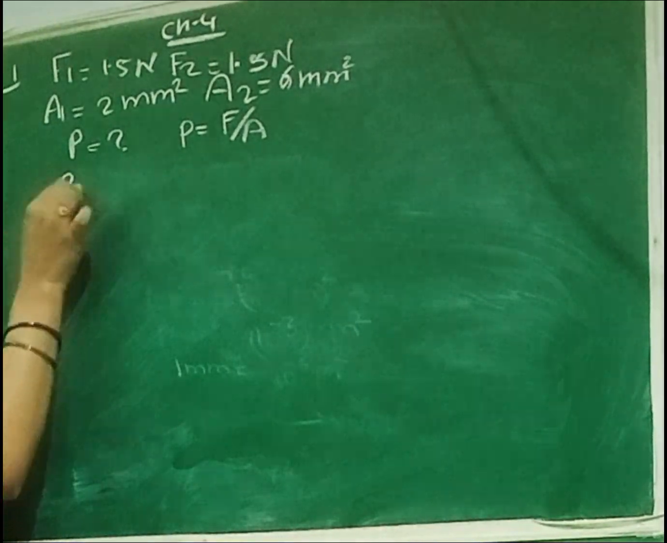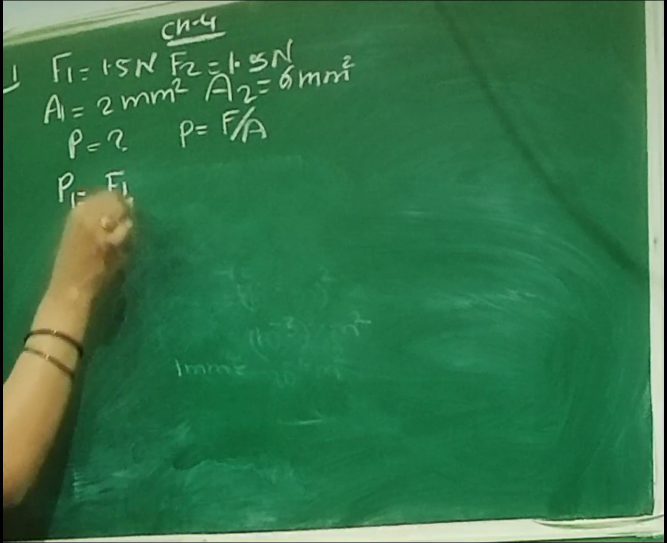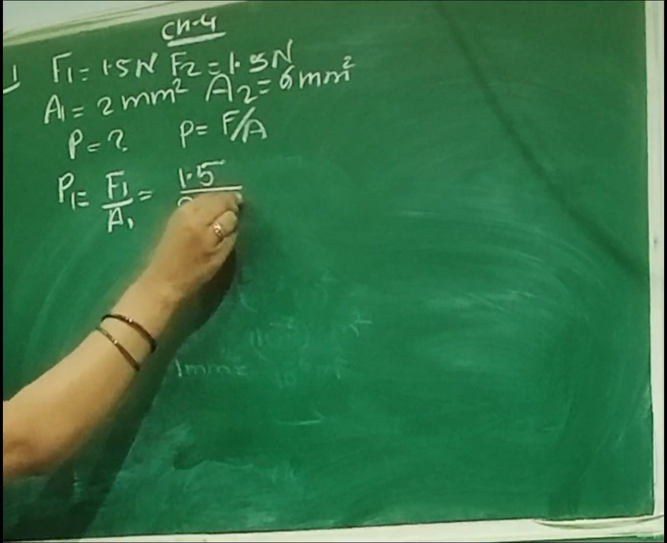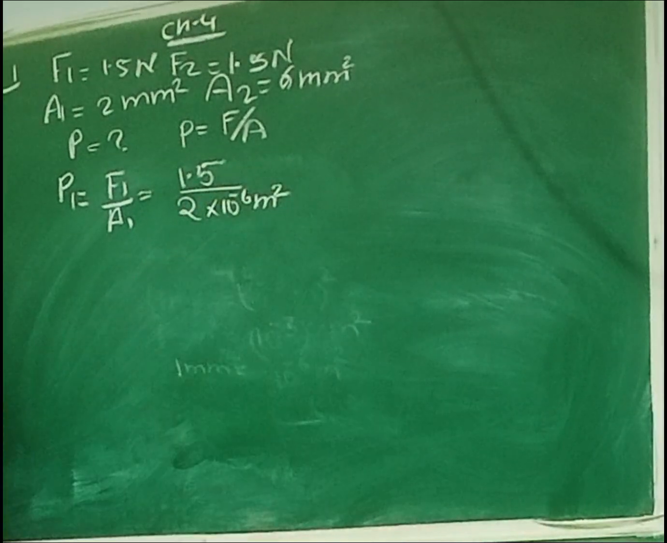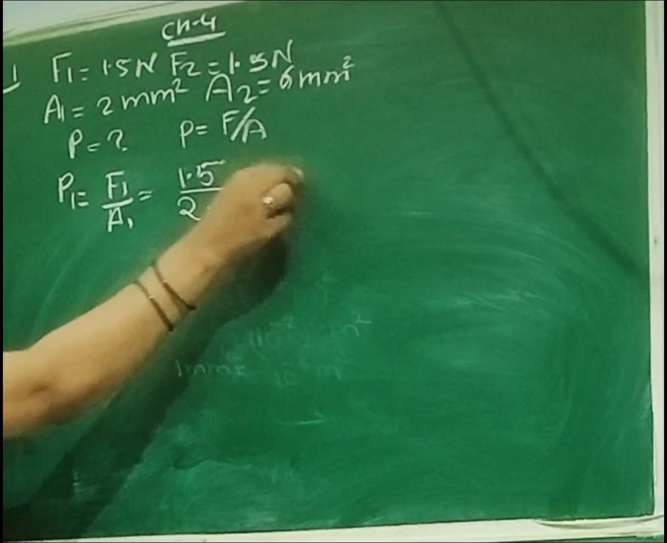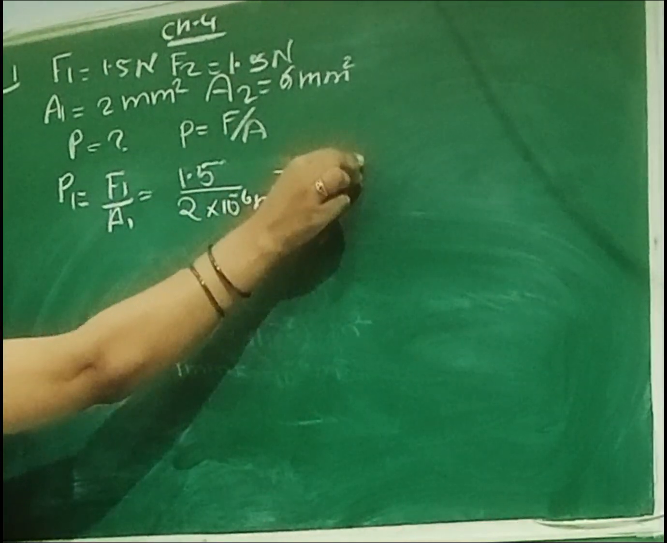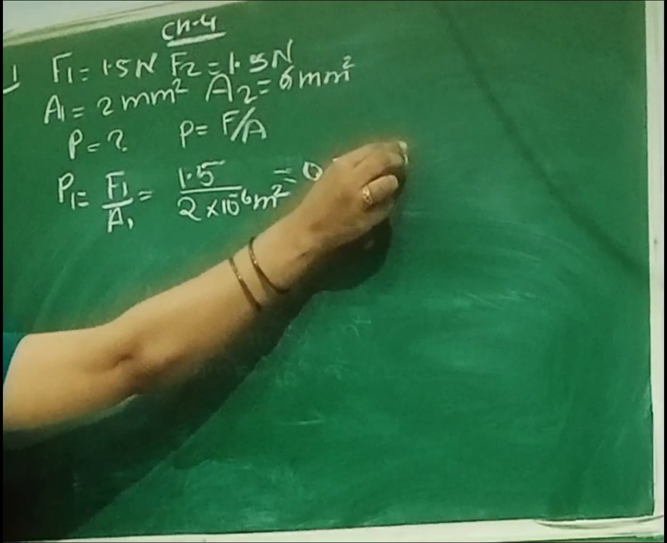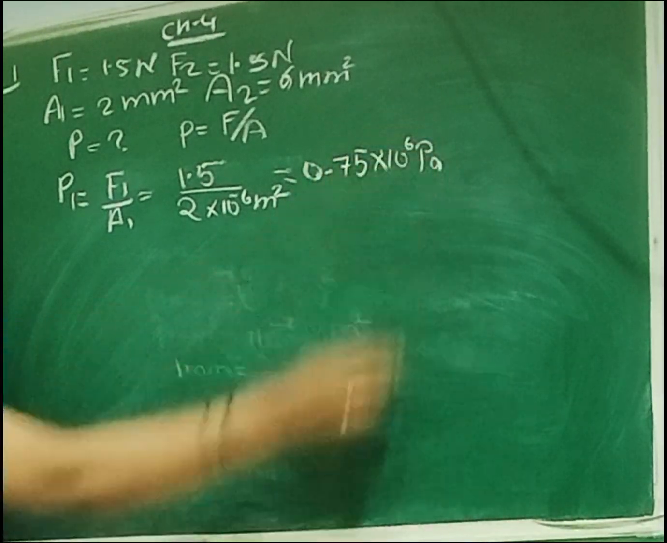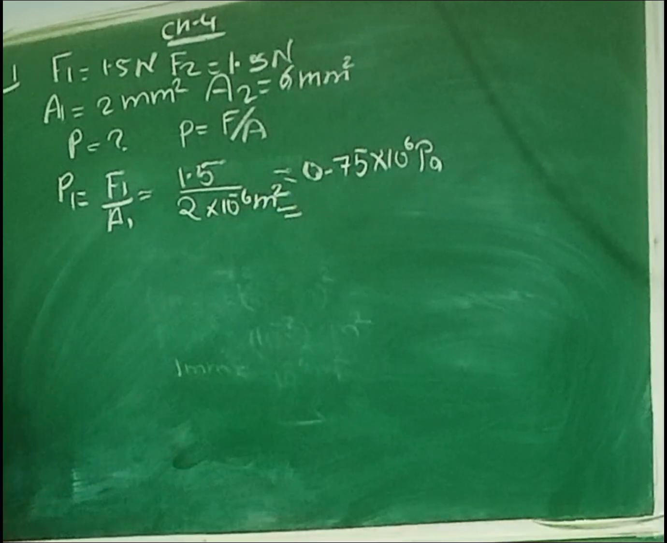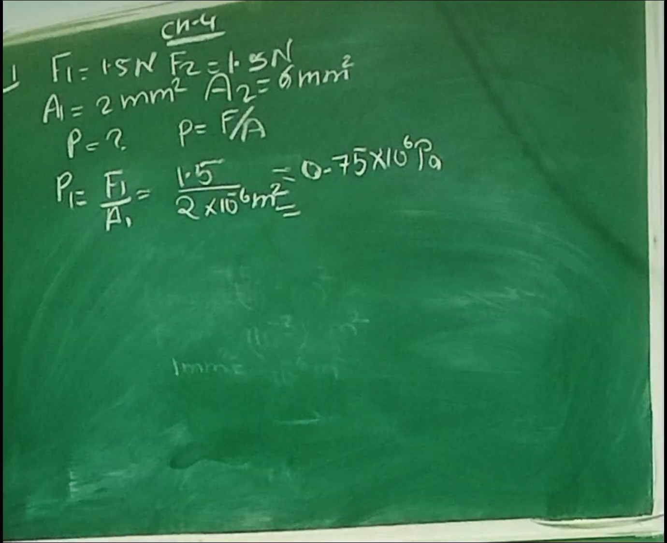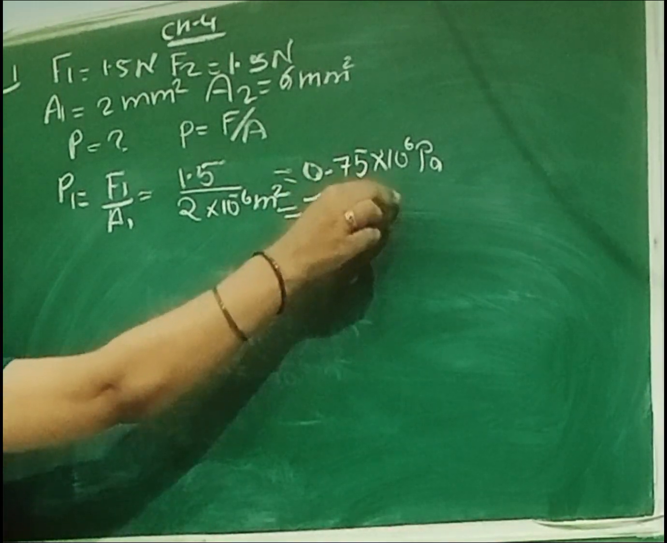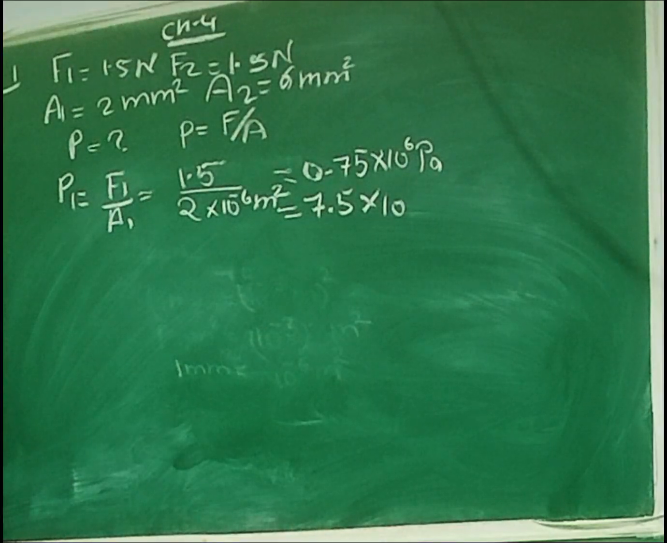So first pressure P1 is equal to F1 upon A1. F1 is 1.5 and A1 is 2 into 10 to the power minus 6 meter square. ठीक है. Now you will solve this. तो 2 zeros are 0, 2 7s are 14, 2 5s are 10, 0.75 और ये जब ऊपर जाएगा तो प्लस हो जाएगा, 0.75 into 10 to the power 6 पास्कल. या फिर we will write it in the standard form. स्टैंडर्ड फॉर्म क्या होता है, 1 नंबर के बाद पॉइंट लगता है. तो 7 के बाद पॉइंट लगेगा तो 7.5 इंटू 10 टू दी पावर क्या होगा, आप याद रखना.